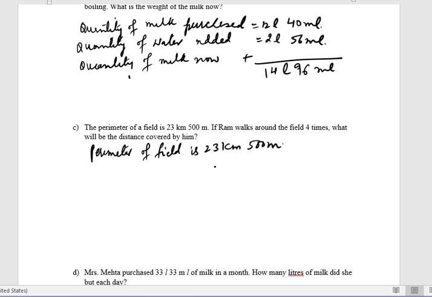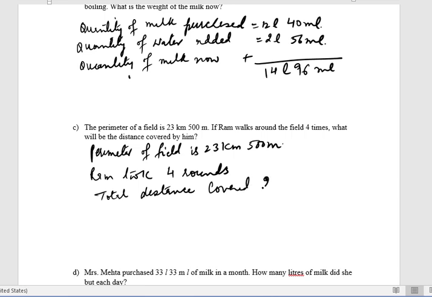So you can cut, and we have to convert the distance. So how many rounds did Ram take? 4 rounds, or 4 times. So the total distance covered will be 23 kilometer 500 meter into 4. So 23 kilometer 500 meter, I'm writing here only, by 4.